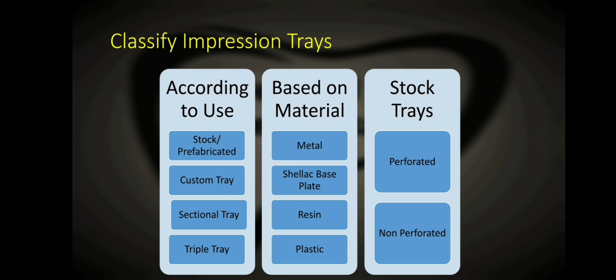On the basis of material used for their fabrication, it can be a metallic tray or it can be made up of a shellac based plate, resin or plastic, and the stock trays are further divided into perforated and non-perforated stock trays.